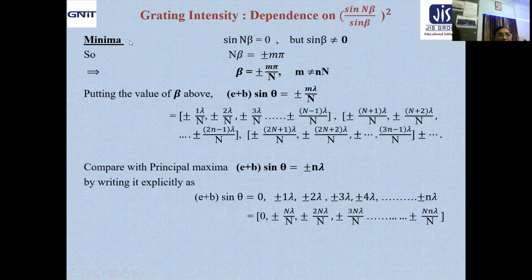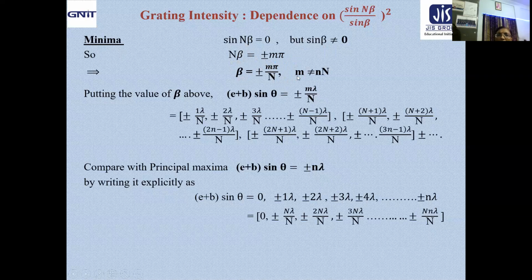Let us now come to the case of minima. Now how to get minima out of this? Obviously sin n beta must be 0. But be careful about one thing, that sin beta is not equal to 0, because sin beta equal to 0 means the condition of principal maxima. So n beta equals plus minus m pi. What about beta? Plus minus m pi by n. Now m, what is the value of m?